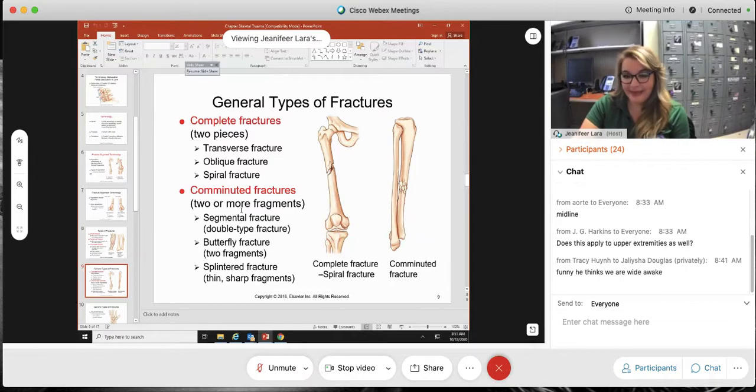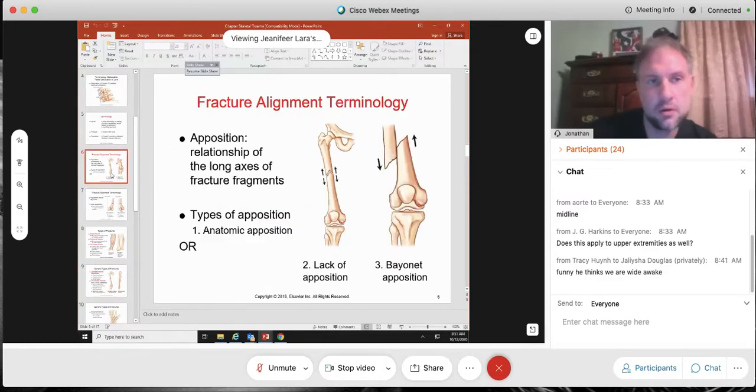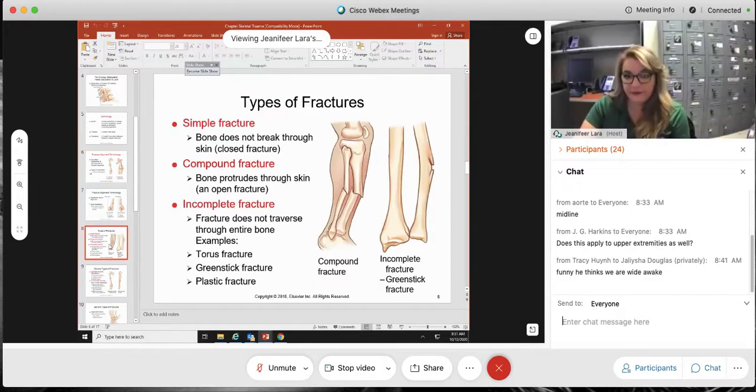Good? Ms. Laura. Yes. So is a simple fracture also considered a complete fracture? A simple fracture can be considered a complete fracture, meaning it is a complete fracture, but it did not break through the skin. That's the difference between our fibula here and our tibia here.